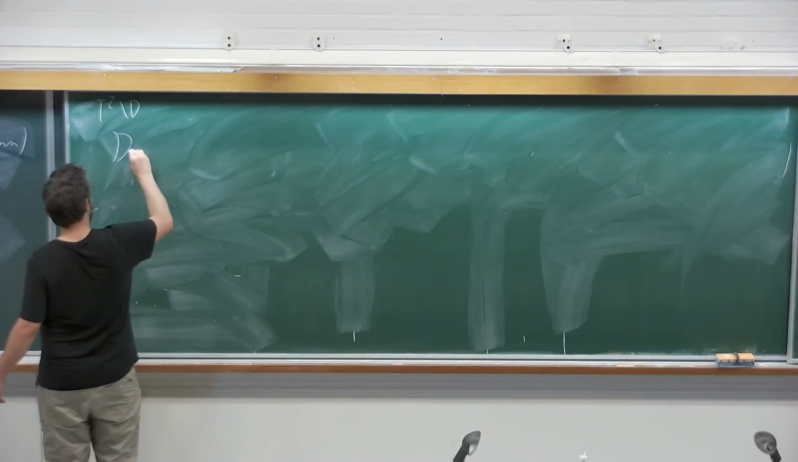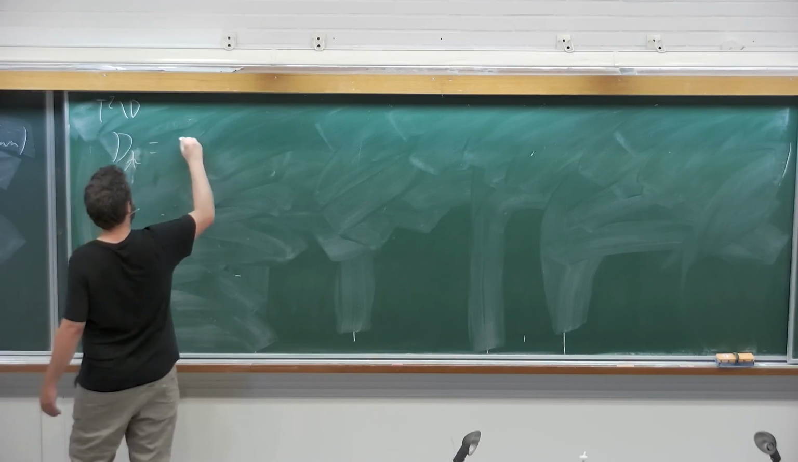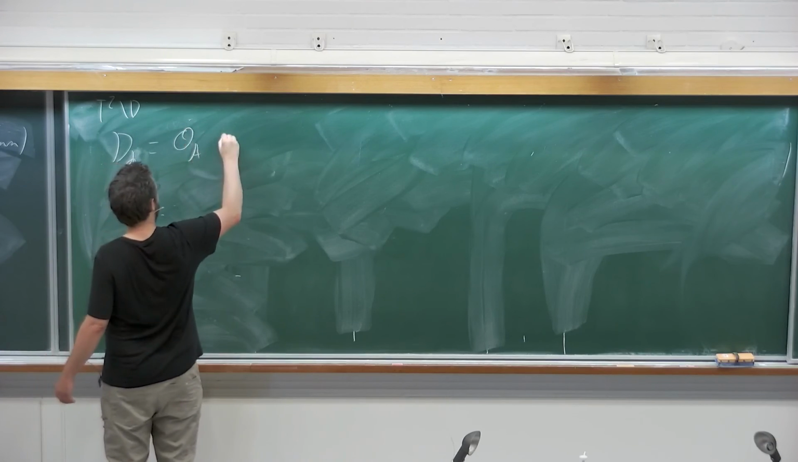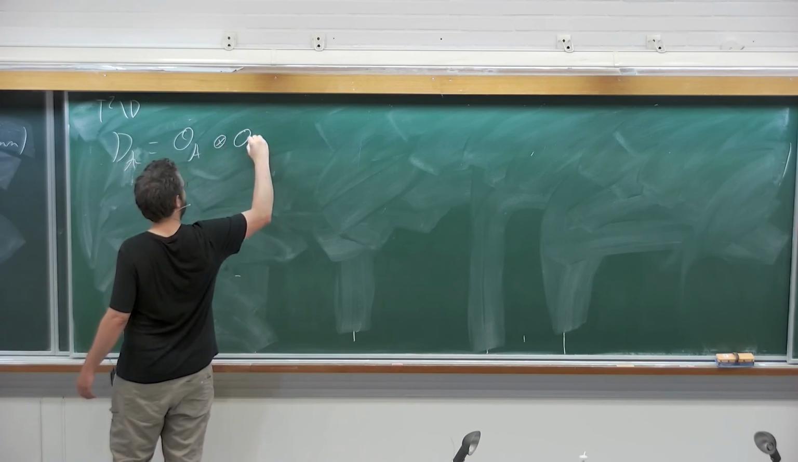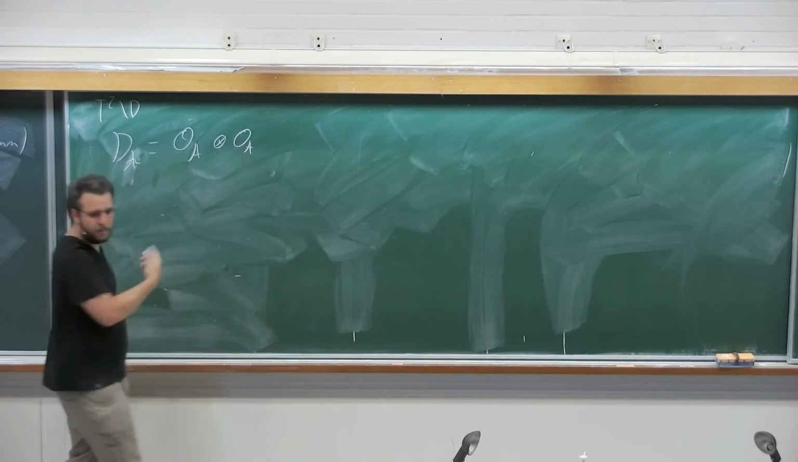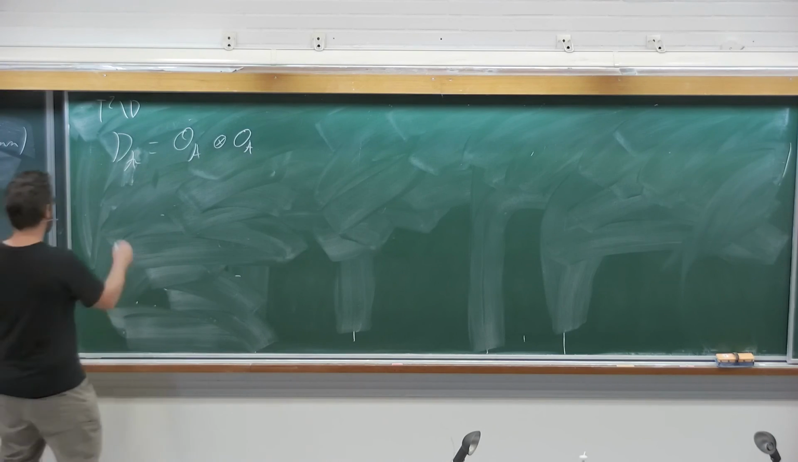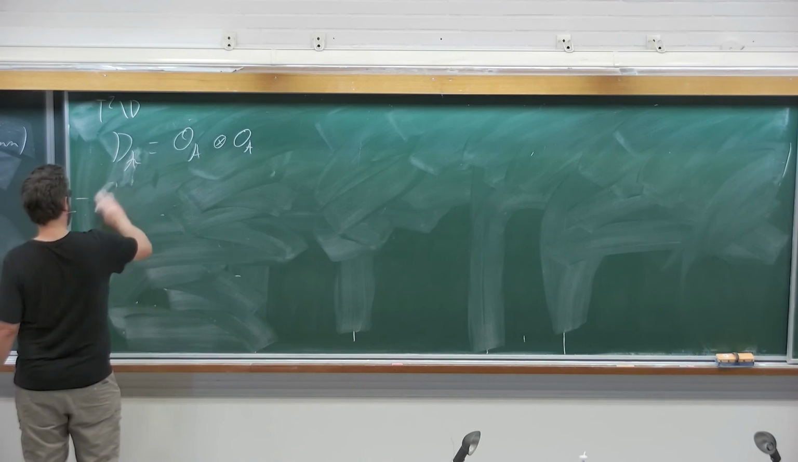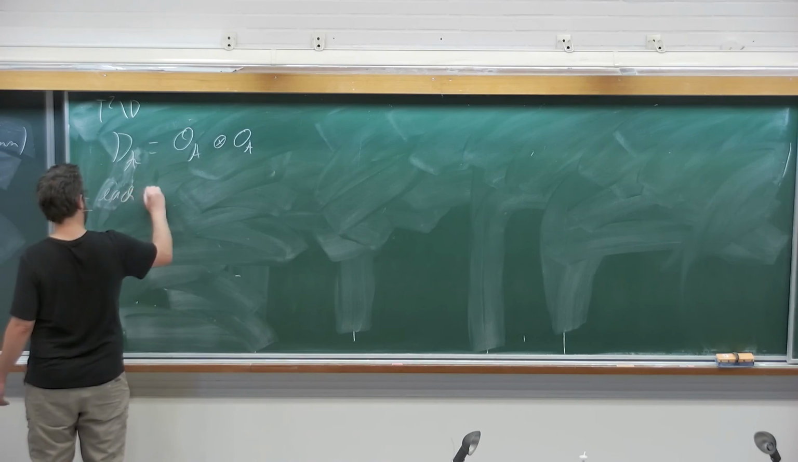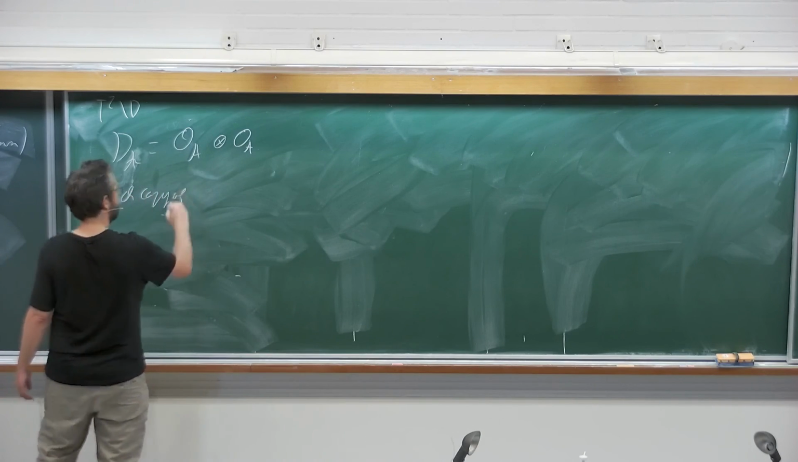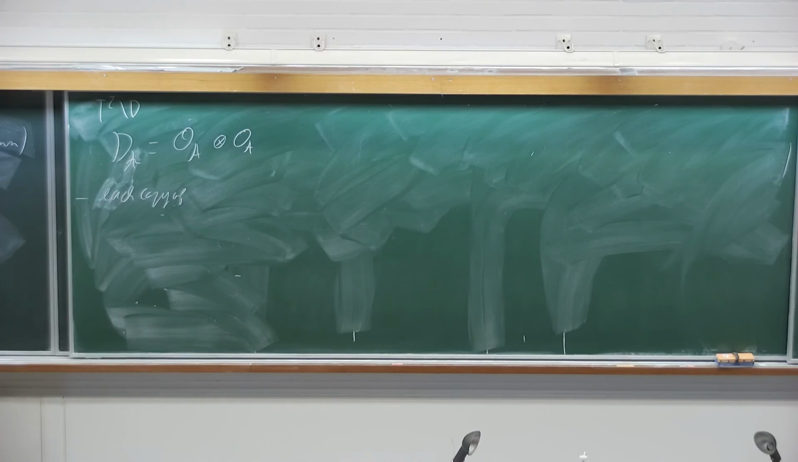For the puncture tool, there is an algebra DA, which as an object is just two copies of OA. As it should, because the representation variety is two copies of G. And the multiplication is determined by the fact that each copy of OA. That's a definition. Yeah, sorry.